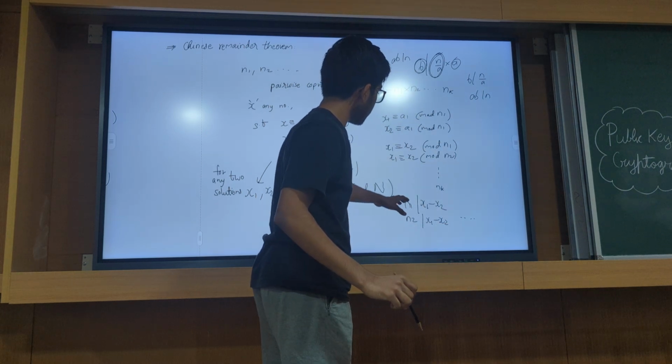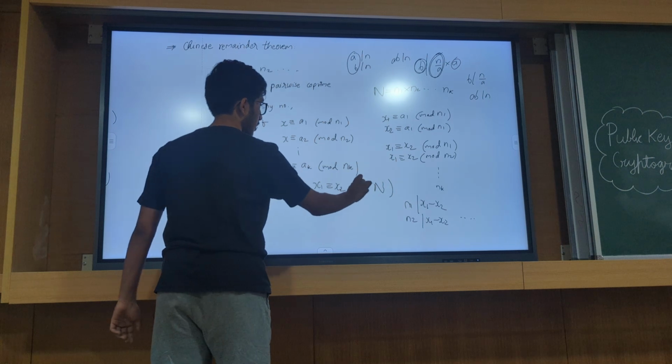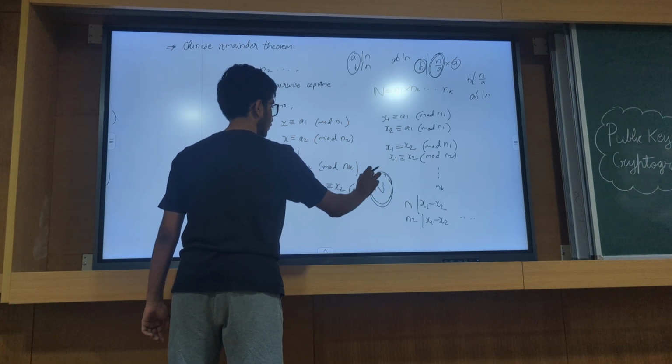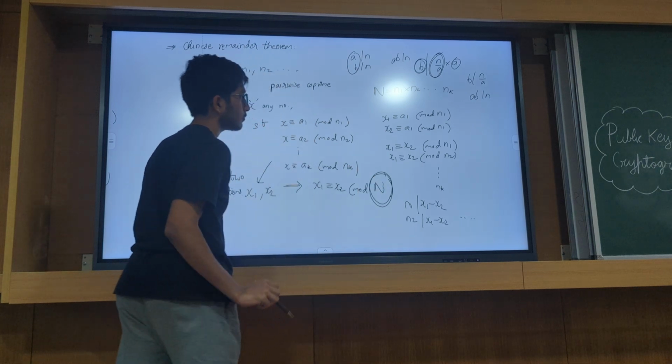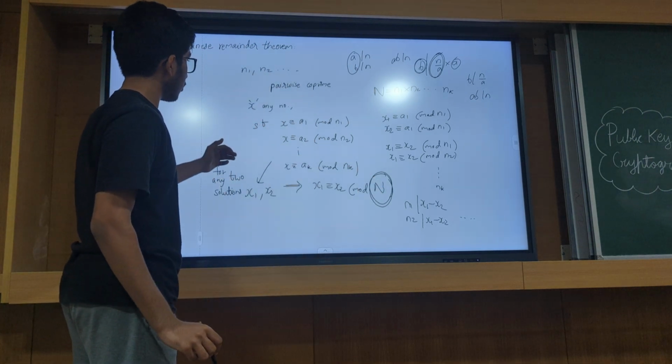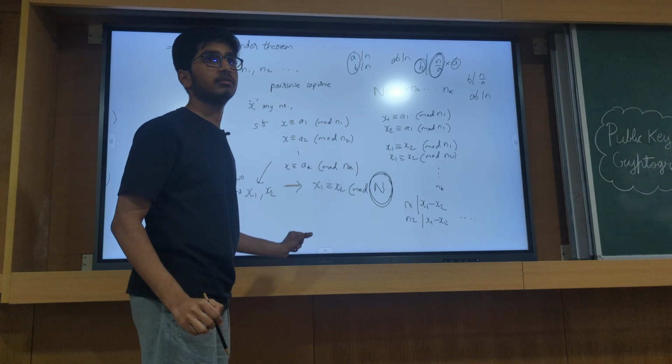So from there we get that the product of all these will also divide x1 minus x2. Hence capital N, which is the product of all these, we get this equation: x1 is congruent to x2 mod capital N.